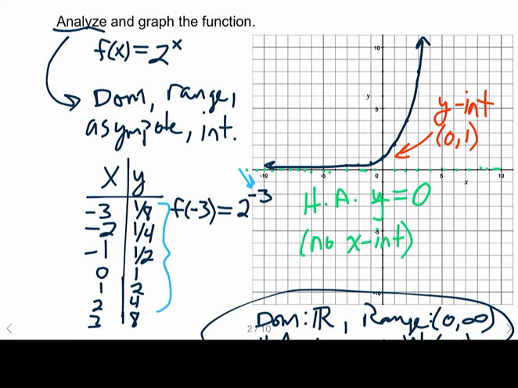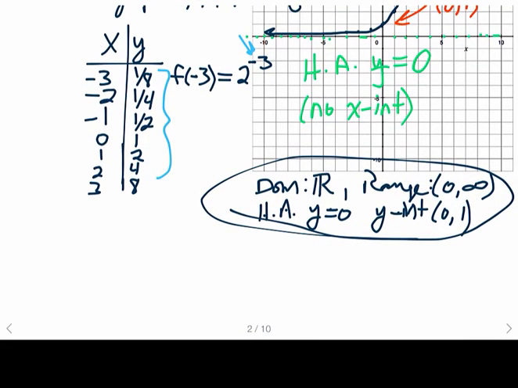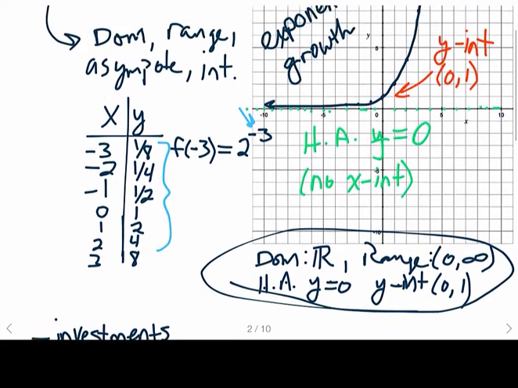And the graph is that of exponential growth. And this kind of exponential growth is what happens with investments and populations, among other things.